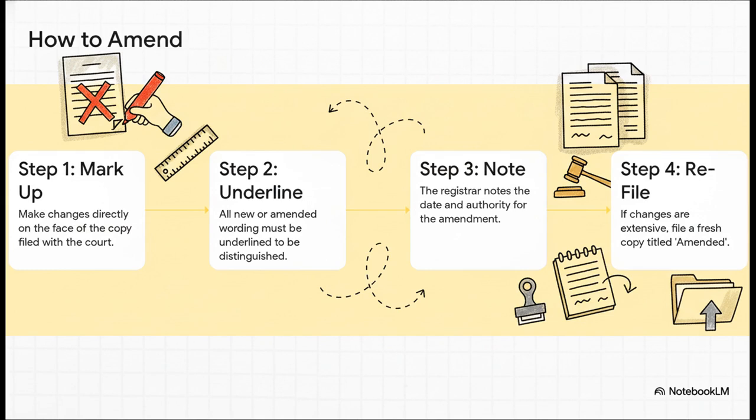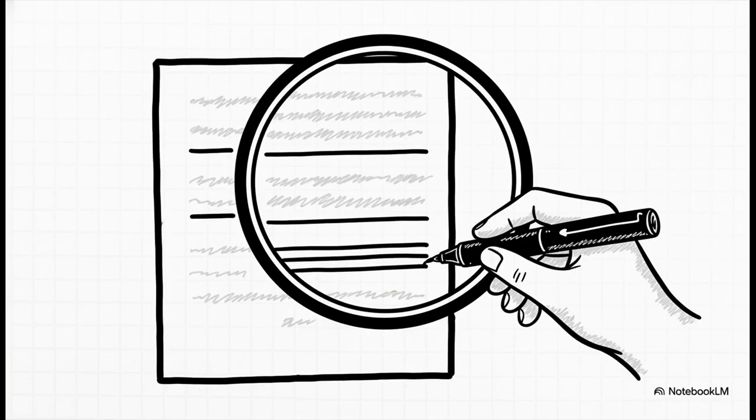And hey, if you've made a ton of changes and the document is starting to look like a mess, you file a fresh, clean version to make life easier for everyone. And here's a fantastic little procedural tidbit for you. If you have to amend that same document a second time, the new changes get a double underline. A third time, you guessed it, a triple underline. It's a simple, elegant visual system to track the entire history of the document's evolution, right there on the page.